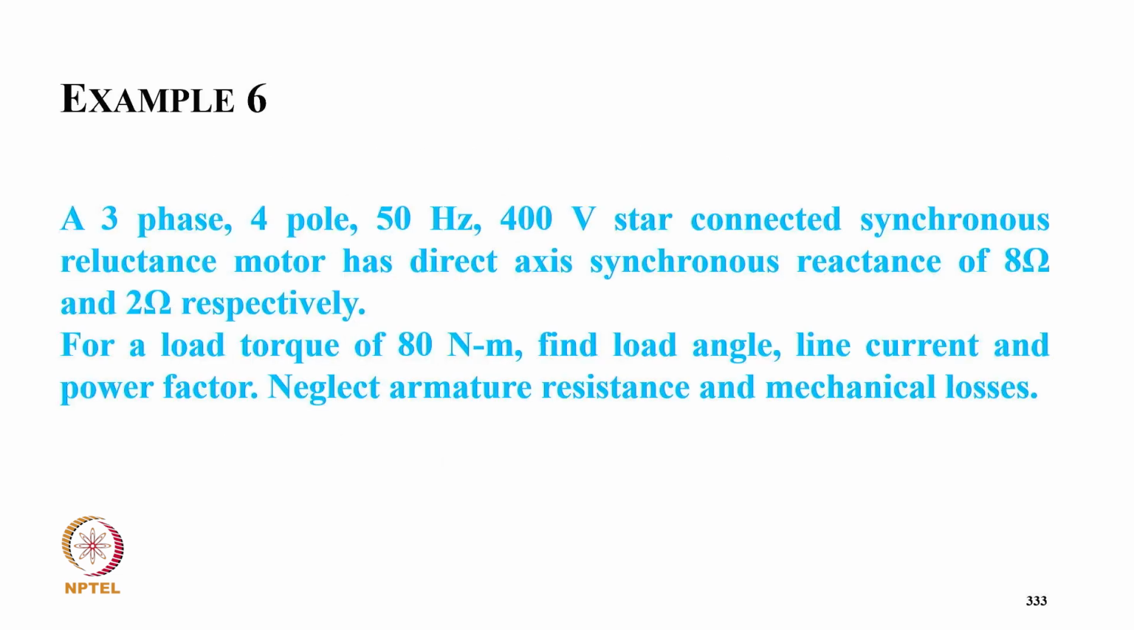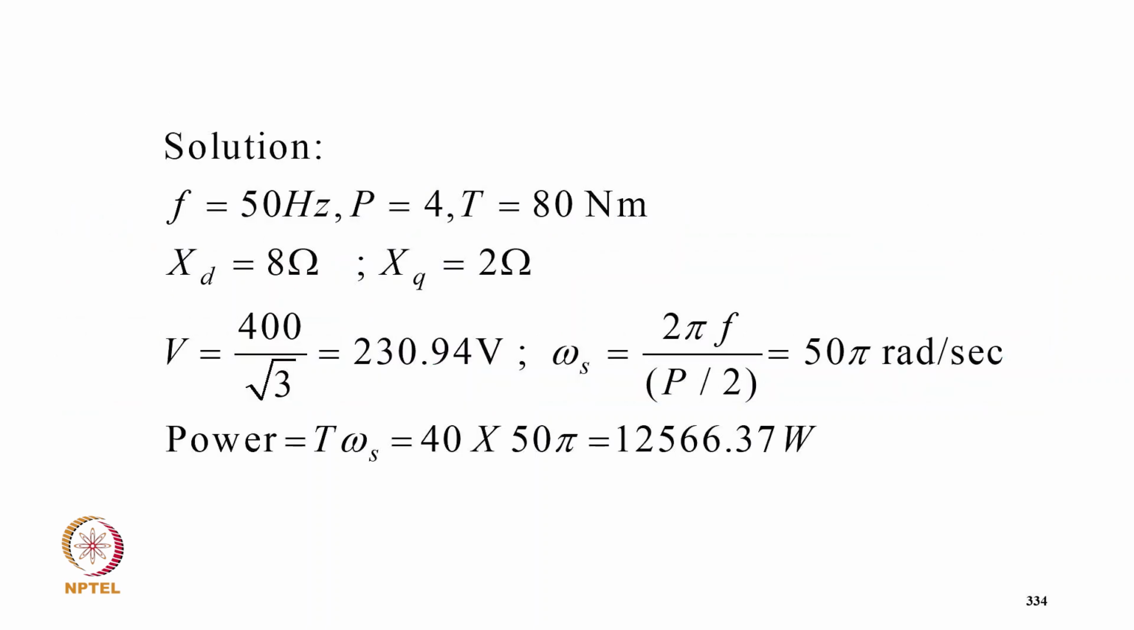Coming to example 6: a 3-phase, 4-pole, 50 Hz star-connected synchronous reluctance motor has direct and quadrature axis reactances of 8 ohm and 2 ohm respectively. For a load torque of 18 Newton meter, find the load angle, line current, and power factor. Neglect the armature resistance. Here the frequency is given as 50 Hz, poles is 4, T equal to 18 Newton meter, XD is 8 ohm, XQ is 2 ohm.